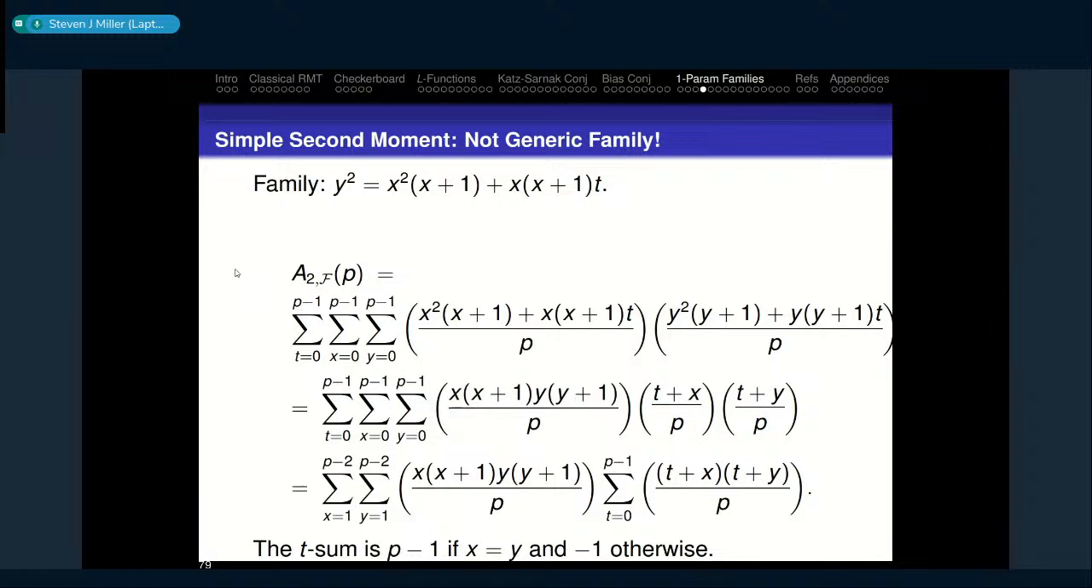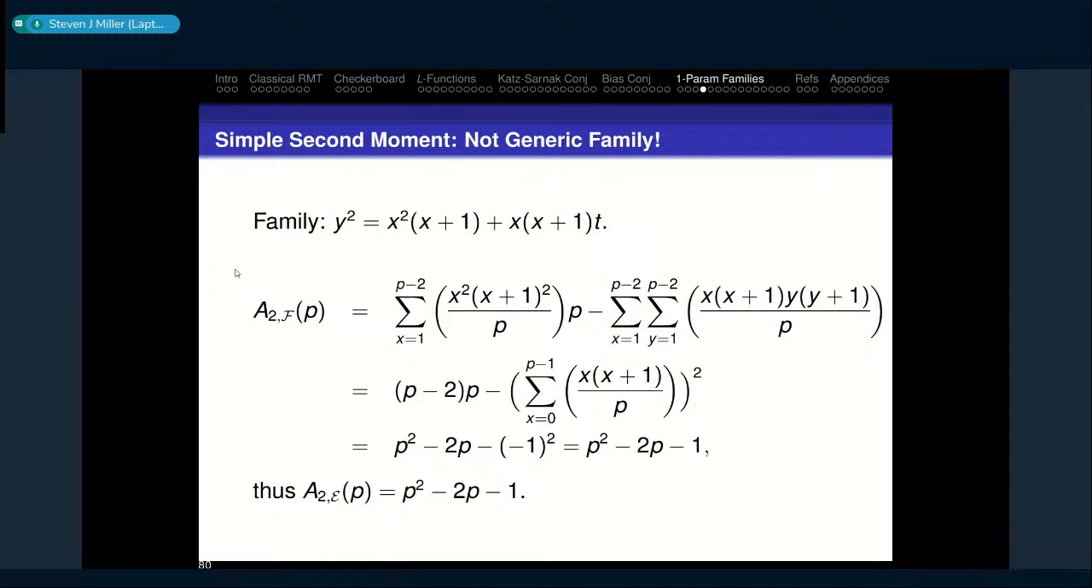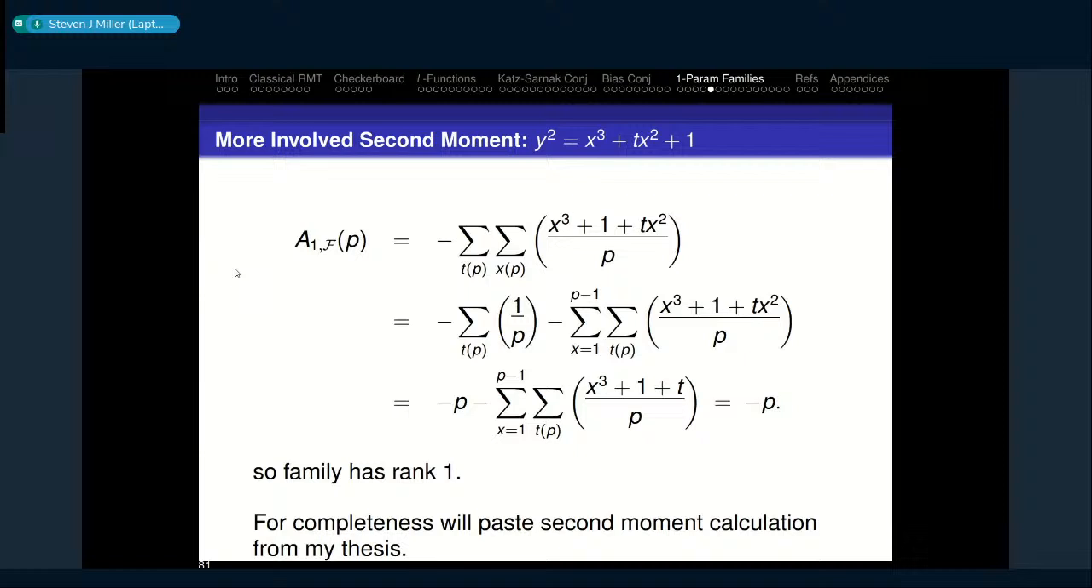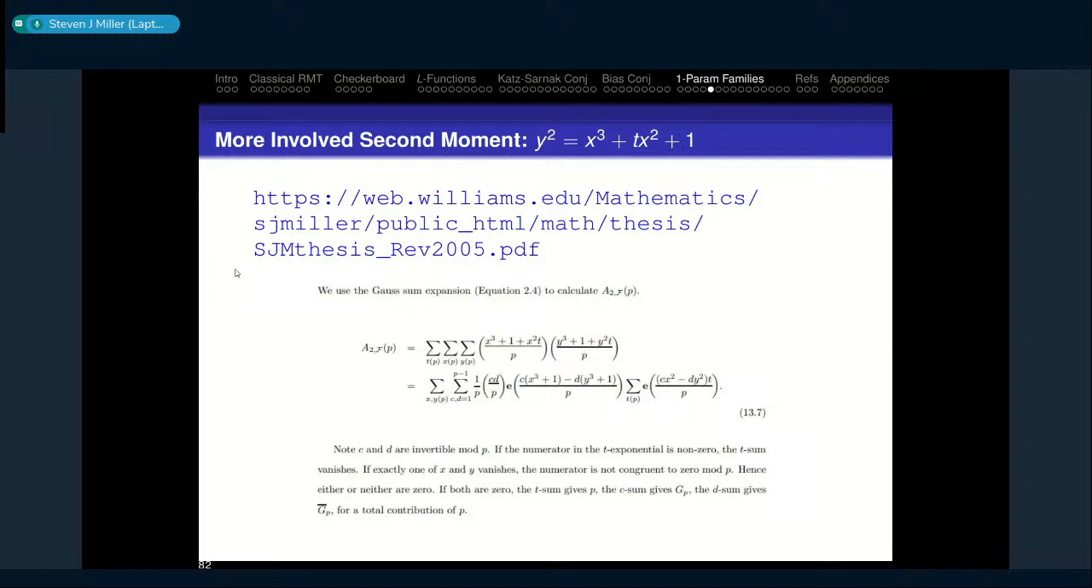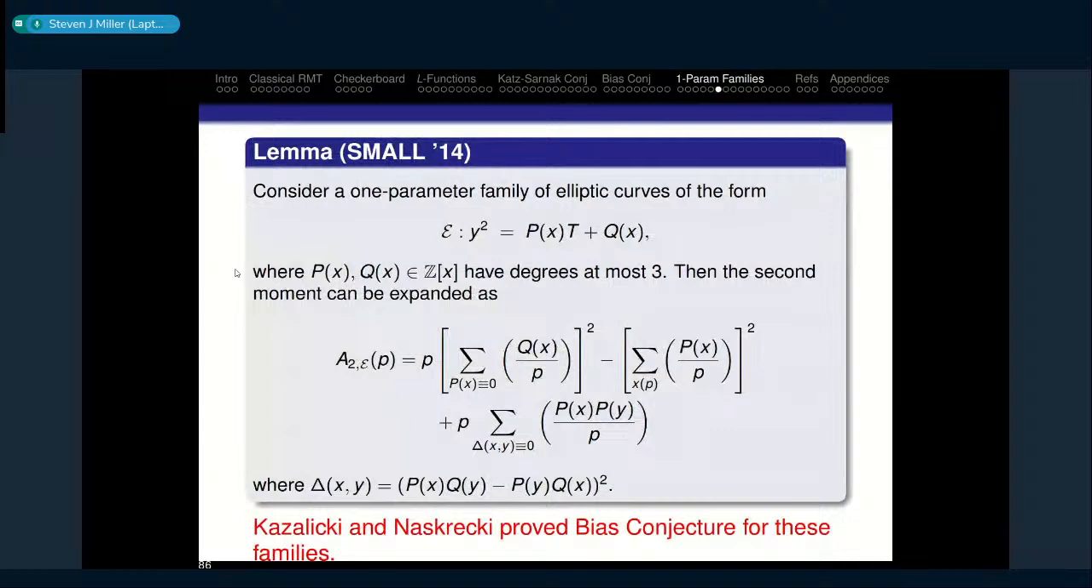Here is a little bit more interesting family. Again, we can do this simple calculation. Turns out the rank is going to be 1. The second moment calculation is a little bit worse. I'm not going to go through that. That's one of the things I did in my thesis in graduate school, is I just calculated all of these things for so many families. So for the rest of my life, I can just refer to my thesis for the detailed calculations.